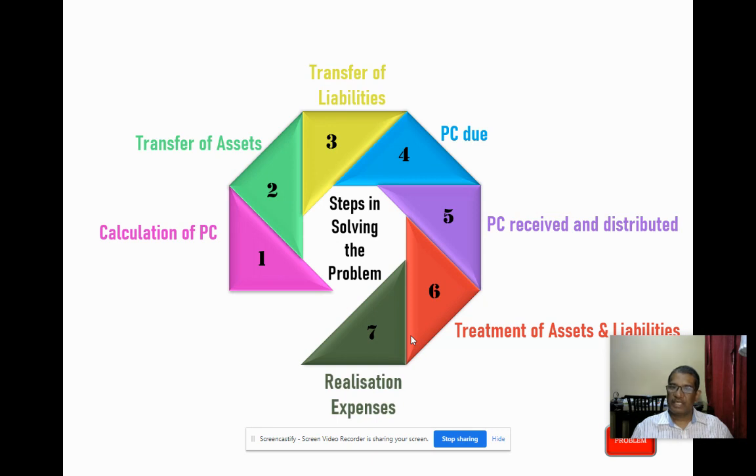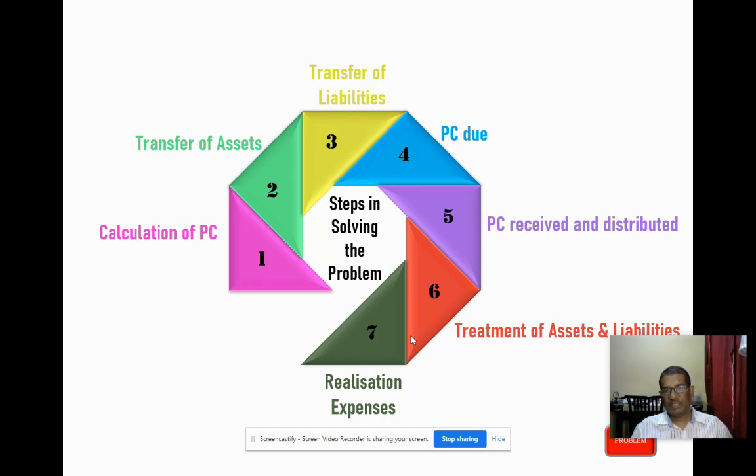Step number 7 is realization expenses. Many times realization expenses are paid by the vendor company. So when realization expenses are paid by us, the entry is realization account debit to bank. Here, realization account is debited because it is our expense. Cash or bank account is credited because it goes out.